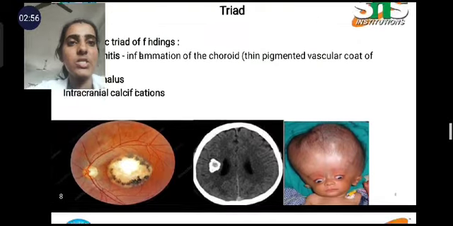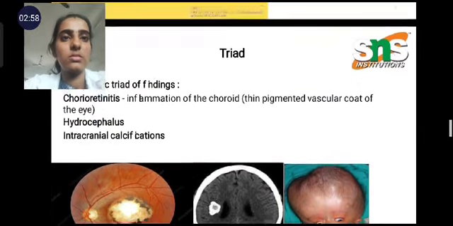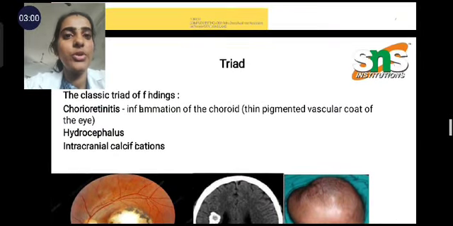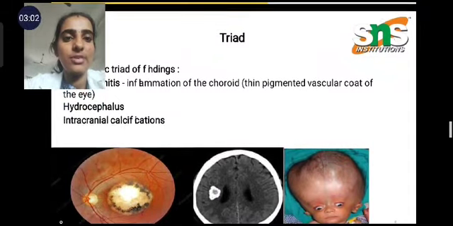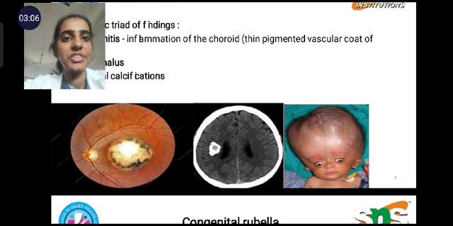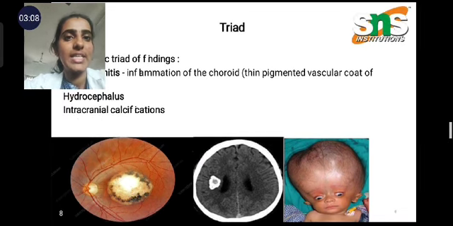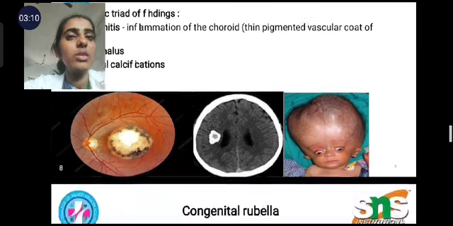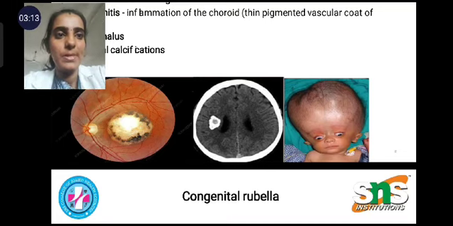These are the examples. First one is choroid inflammation, that is chorioretinitis. The retina gets inflamed and the color turns dark reddish. Second one is calcifications of the brain. Another one is hydrocephalus, the head of the baby.